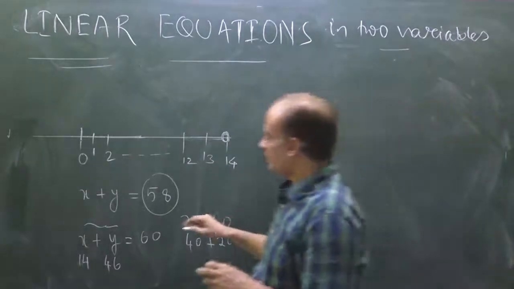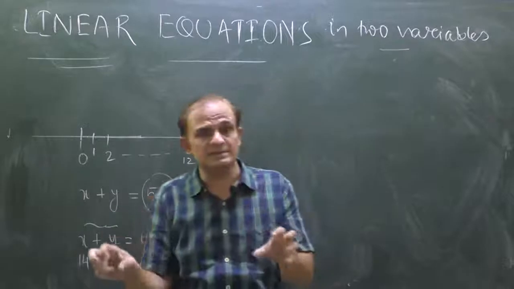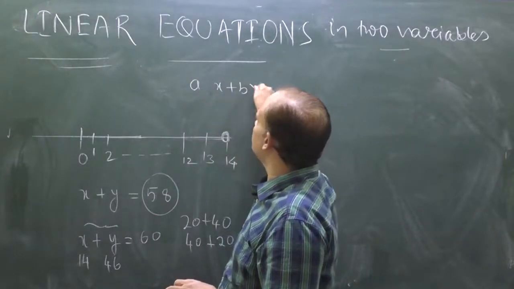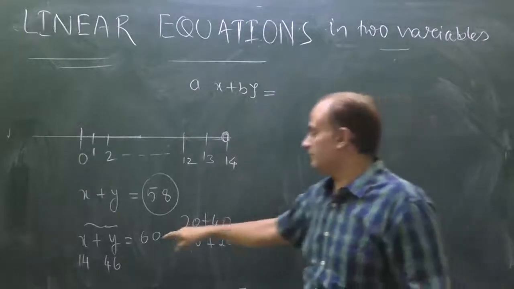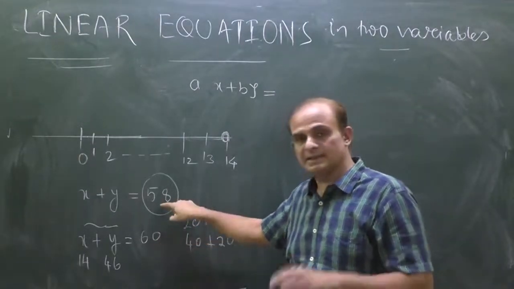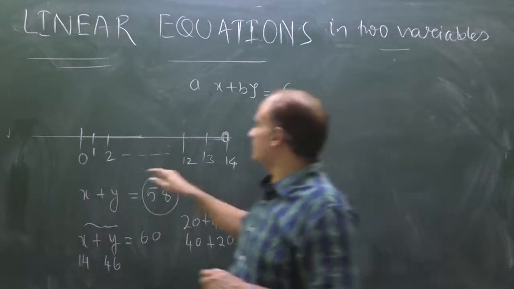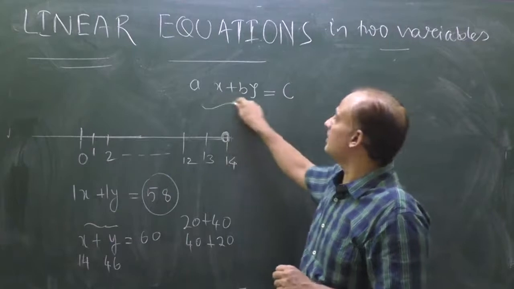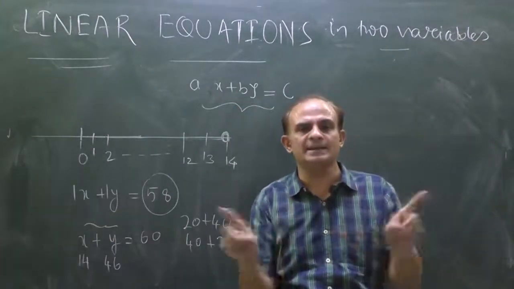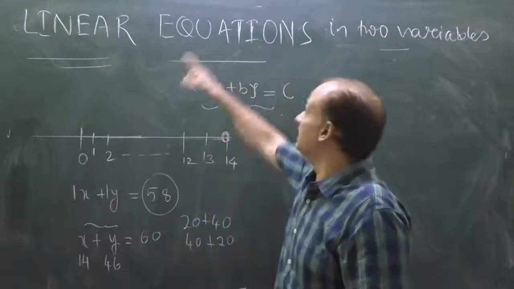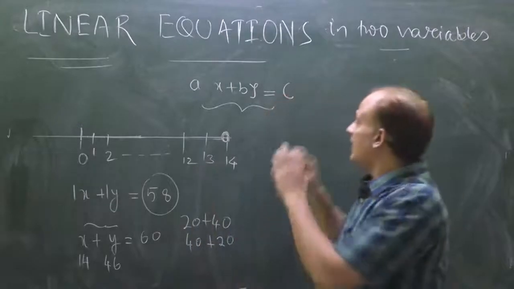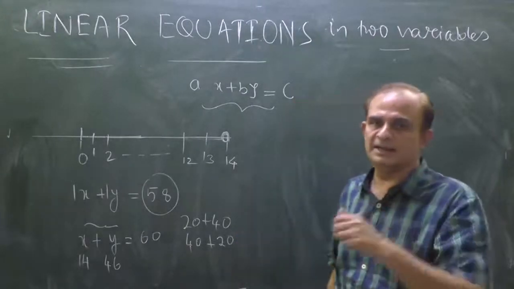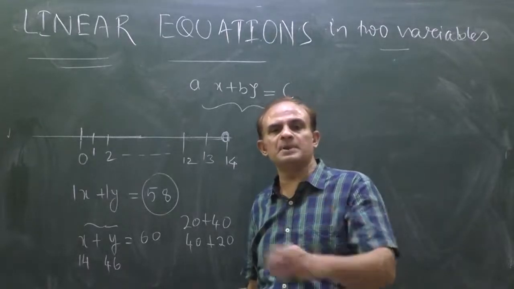So this kind of relation in x and y, like this, ax plus by is equal to some c. For example, c in this case is 60. In the earlier case, c is 58. And what is a? a is the coefficient of x, b is the coefficient of y. So this kind of combination between x and y is called a linear equation. And why is it called a linear equation? Because it represents a line. Let us see how it represents a line.